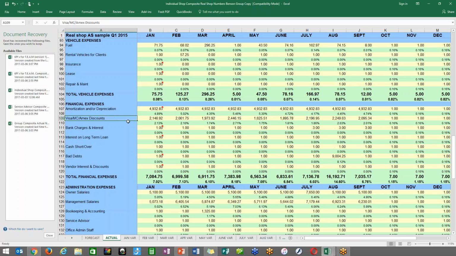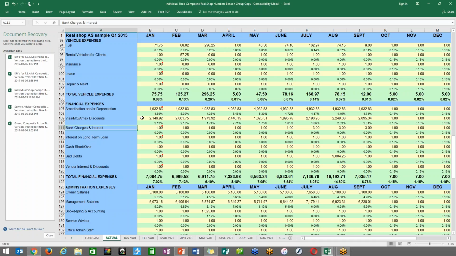Visa and MasterCard discounts, that's painful to see, but how much money that you spent just on Visa, MasterCard, it might be other things like Diners Club or whatever other types of credit cards you accept. Bank charges and interest, for whatever reason, he's not putting them in there. I don't know why. Maybe he put them into line 109.